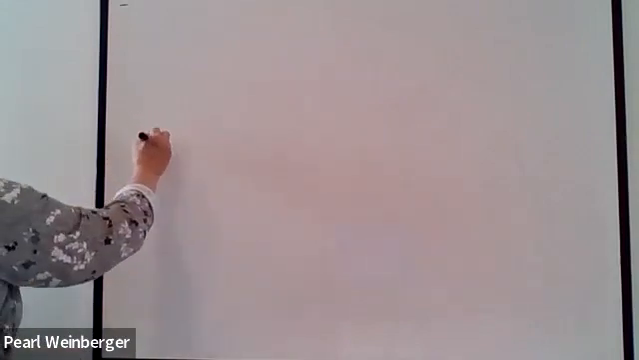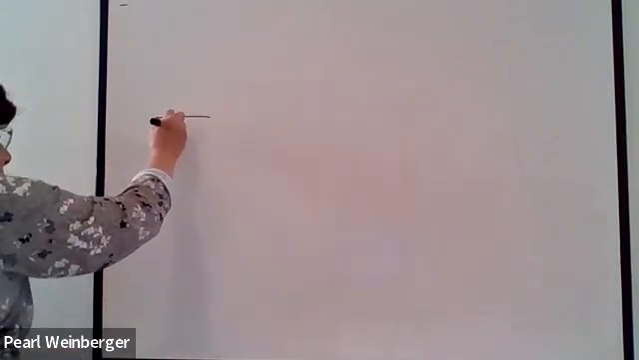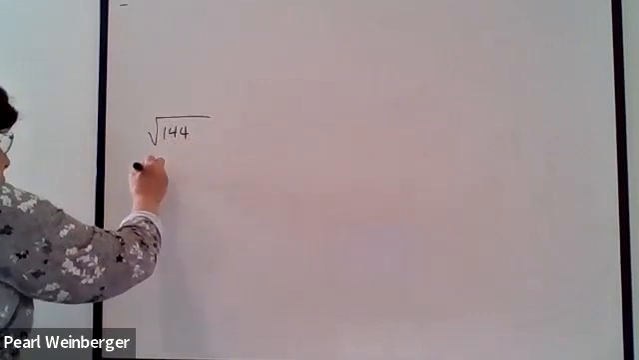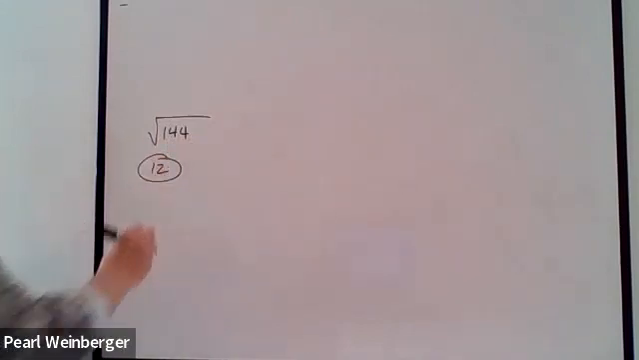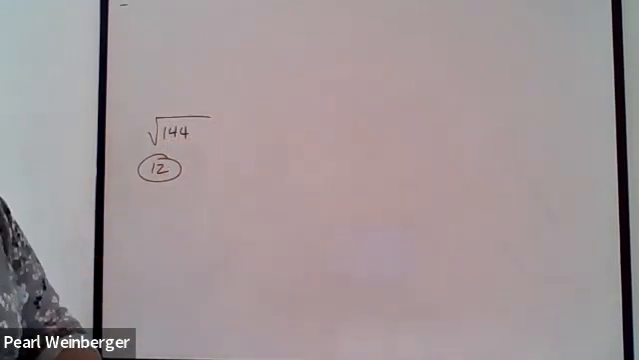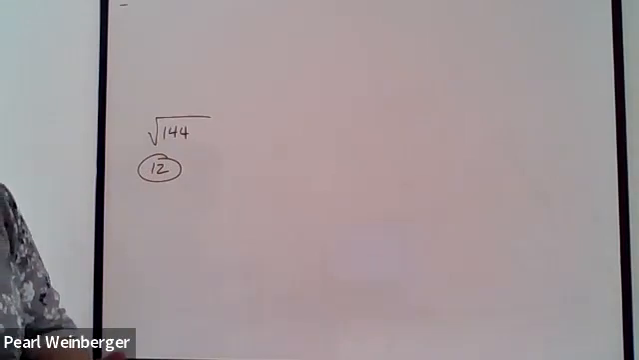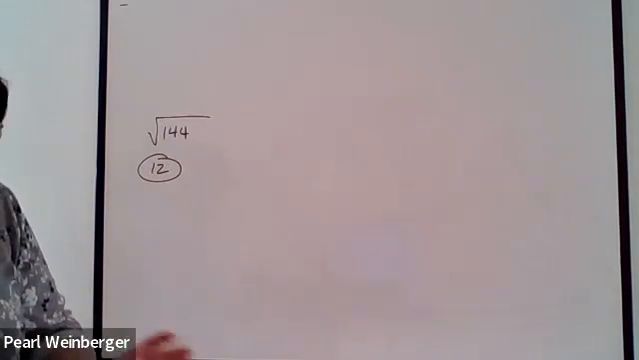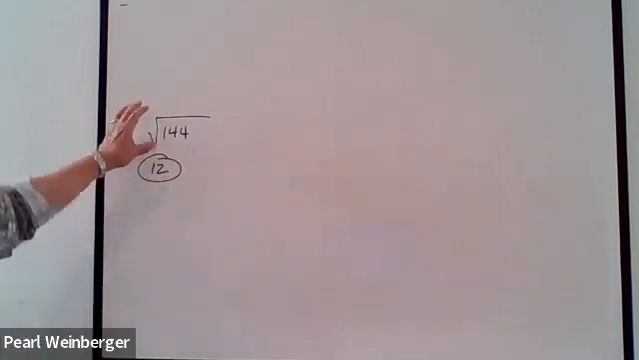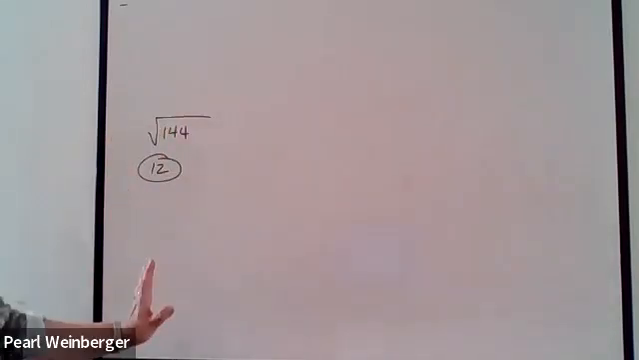If the number is what we call a perfect square, like the square root of 25, it's rational. The square root of 36 is 6, it's rational. The square root of 144 happens to be 12. These are all rational numbers. And of course, if you put square root of 144 into your calculator with your square root button, you'll get 12.